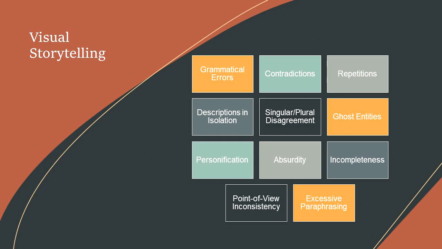Descriptions in isolation were sentences that were formatted more like image captions than substories, so things like, "This is a picture of X." Singular plural disagreement referred to cases where a noun was used in the singular in one sentence and plural in another. And ghost entities referred to cases where pronouns were used to refer to entities for which no prior antecedent had been introduced. Personification dealt with the attribution of human-like qualities to non-human entities. Absurdity referred to nonsensical stories, and incomplete stories referred to stories that did not contain a sentence for each image. Finally, point of view inconsistency referred to cases where the narrative point of view spontaneously changed in the midst of the story. And excessive paraphrasing referred to cases where sentences within the story were slightly different, but essentially repeated the same content over and over.